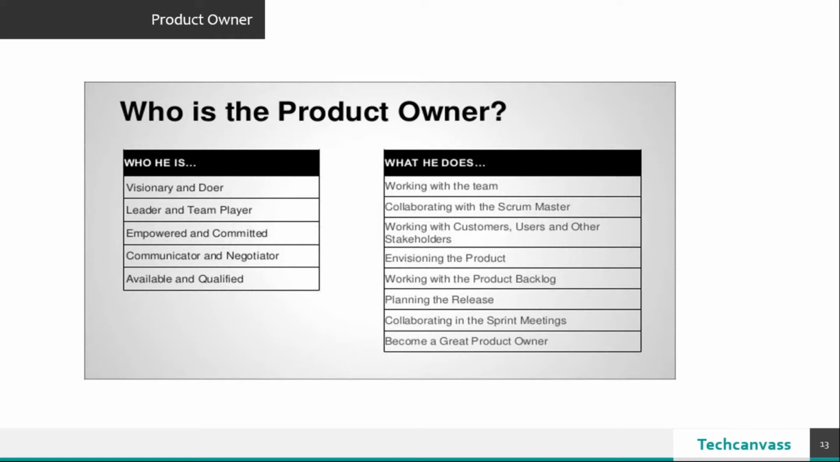Just as a rough example, if the product is to launch an e-commerce site, it makes sense that you launch that product during a festive season like Diwali or something, so that the end users would be huge in number and you can attract a lot of customers. That kind of release planning is what a product owner eventually does. And then collaborating in the sprint meetings, as I said, the product owner needs to be available during all the sprint meetings, from the sprint planning to the daily stand-ups, etc. And eventually, you become a great product owner when you do all the above work.